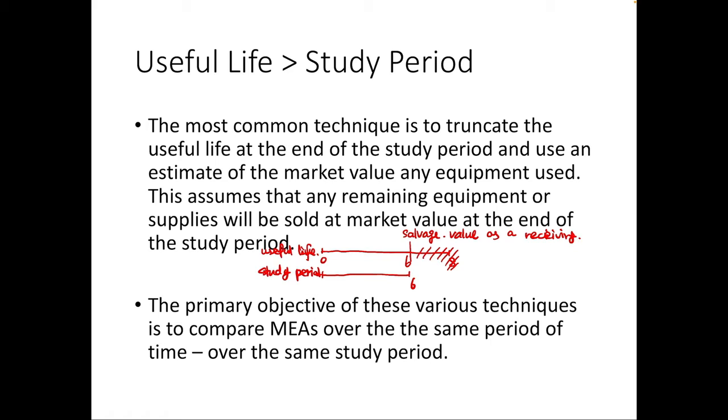And the primary objective of these various techniques is to compare MEAs over the same period of time, over the same study period. So all you need to do is to truncate the long useful life of an equipment. And by truncating it, you have to assume that you will sell it at the end of the study period. Then you will add this salvage value in your cash flow diagram so that you can compare all the different options. Don't forget to add this salvage value at the end of the study period.